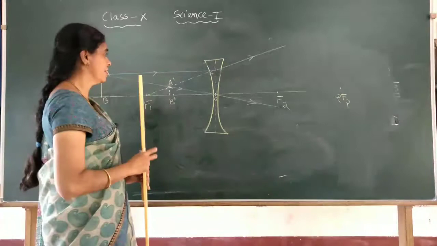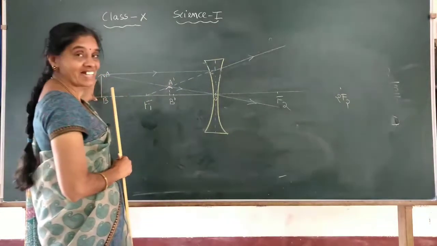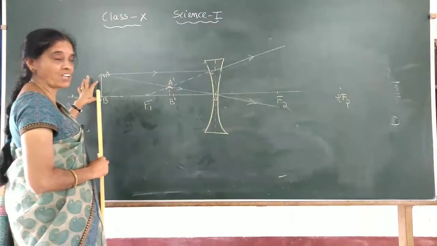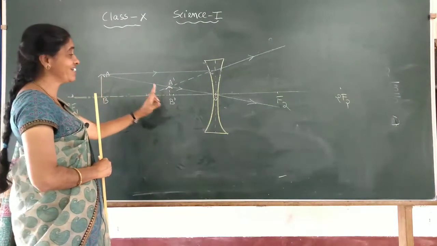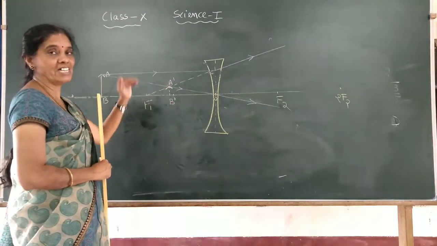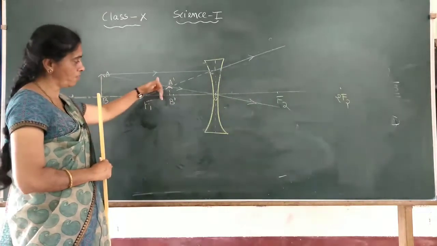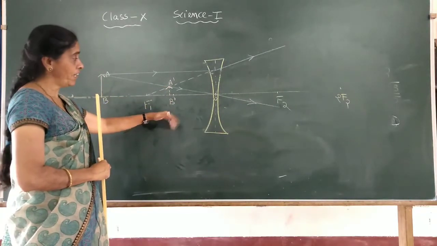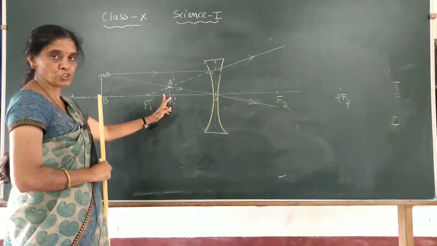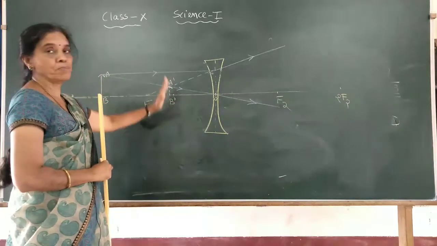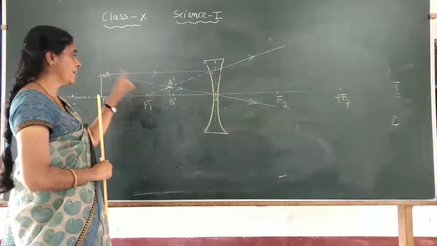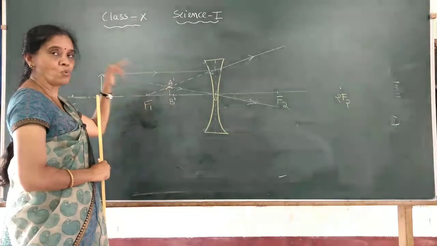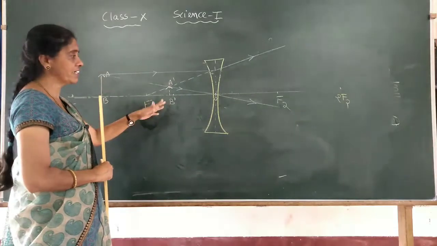Now if you see here the size of the image, it is a smaller, diminished image, and it is erect. Always the real image is inverted and comes below the principal axis, and if it is a virtual image, you will get it above the principal axis. Okay, and the size is smaller, we are getting an erect, virtual image.